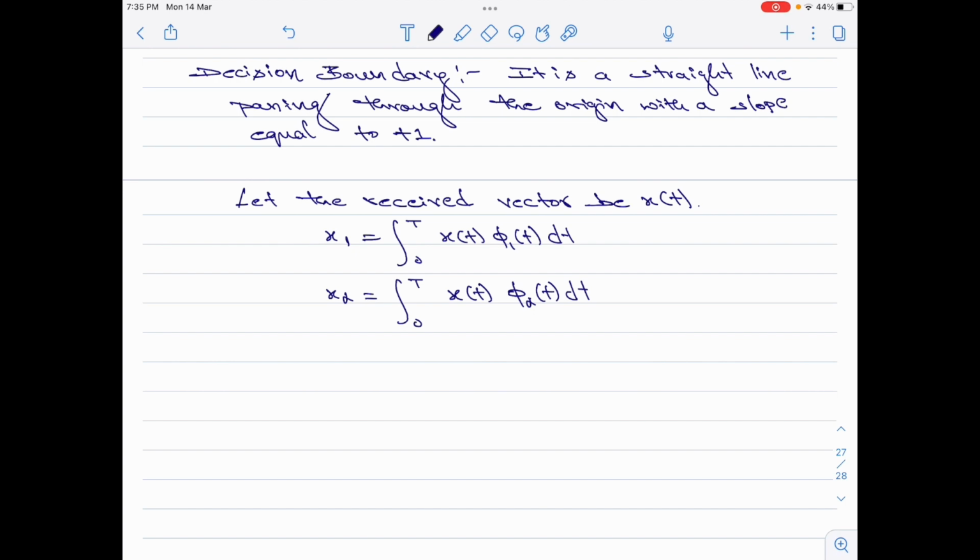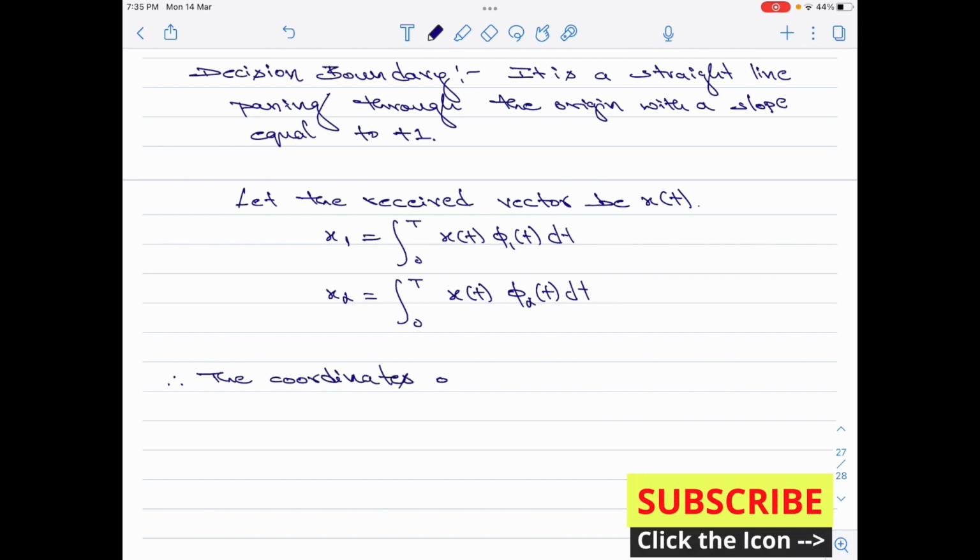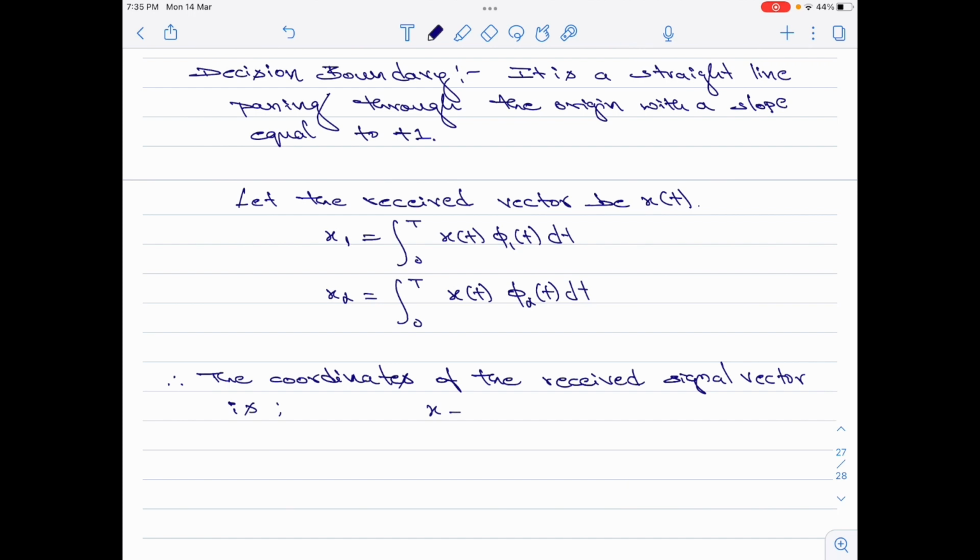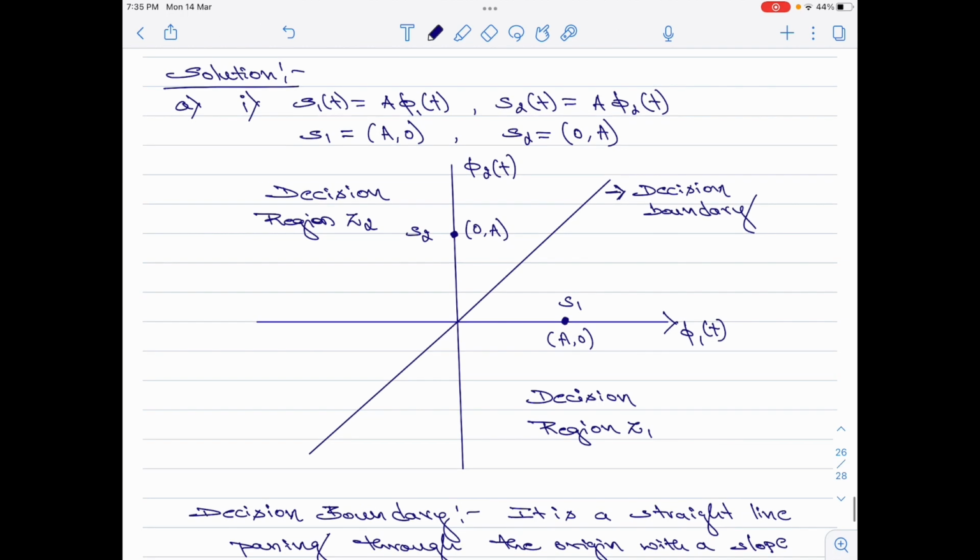Therefore, the coordinates of the received signal vector will be x equals x1, x2. These are the coordinates of the received signal vector. Right. Now, let us move on and set the decision rule.